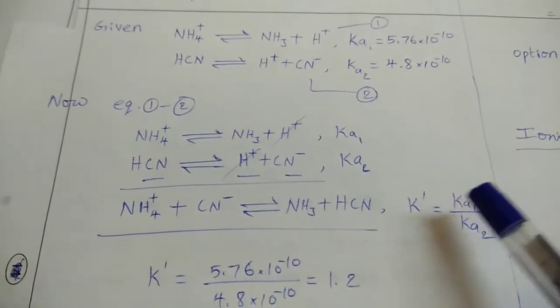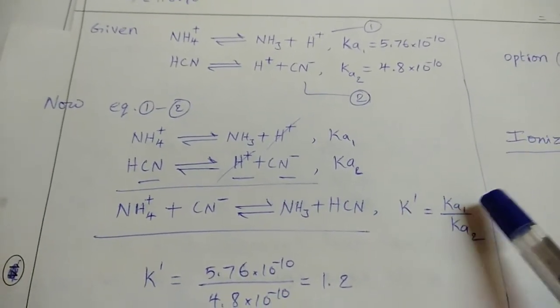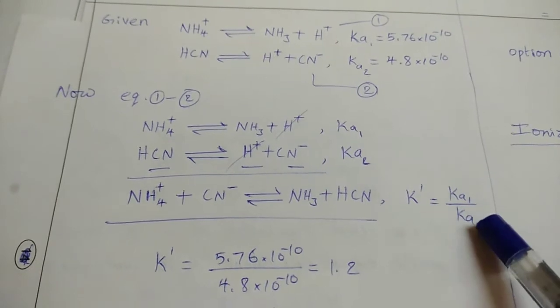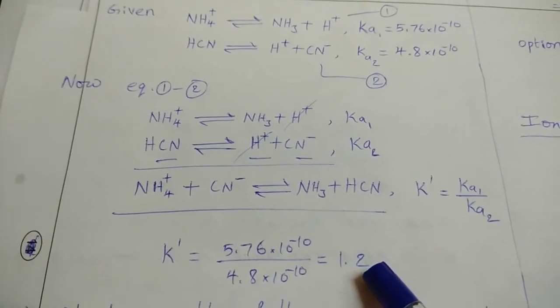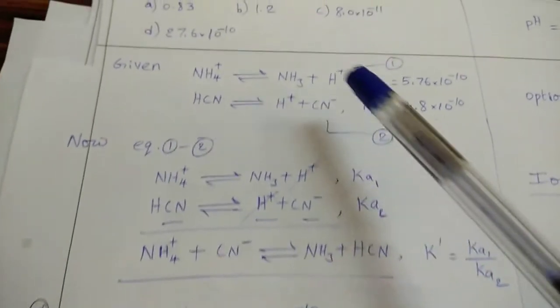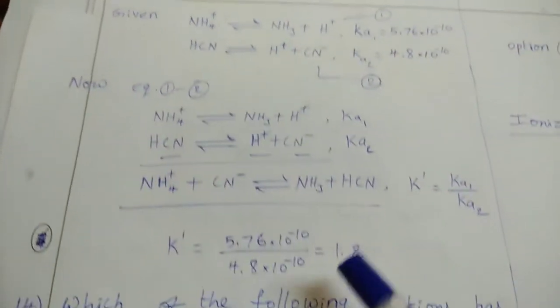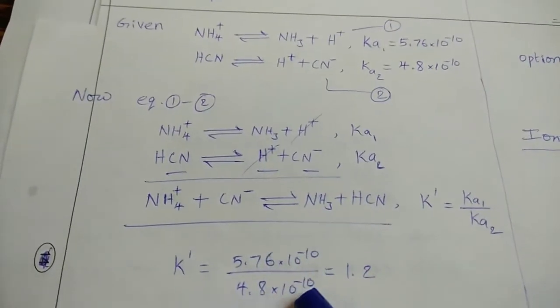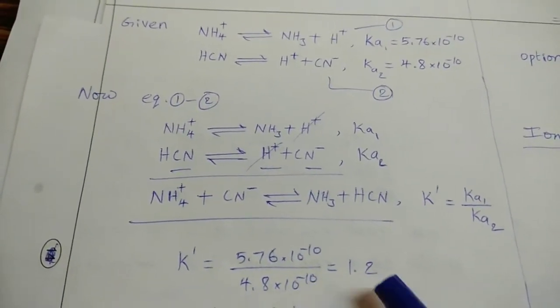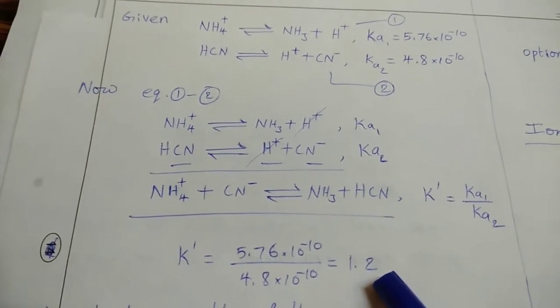That means Ka1 divided by Ka2, substitute these values, then we can get the answer. So what is the option? Option B is the answer. Okay, so this is Ka1 value, this is Ka2. By doing the calculation we can get this one. Option B is the answer.